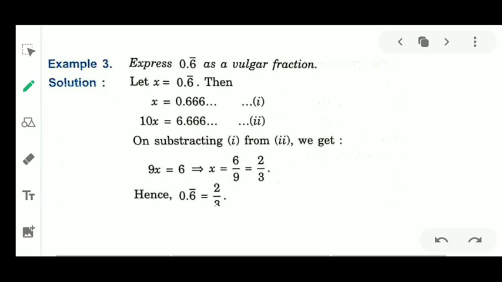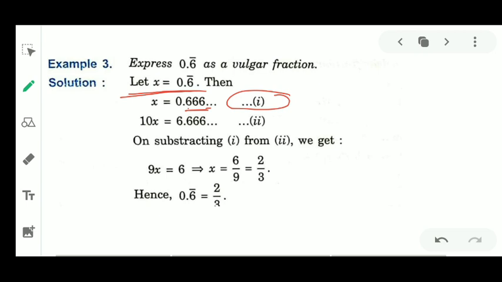Now example 3. Express 0.6 bar as a vulgar fraction. Here first you have to write, let x equal to 0.6 bar. Then write x equal to 0.666 and some dots, and mark it as equation 1. Here one digit repeats, that is 6.